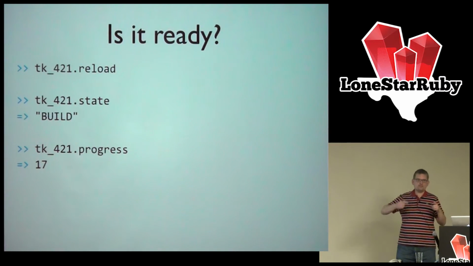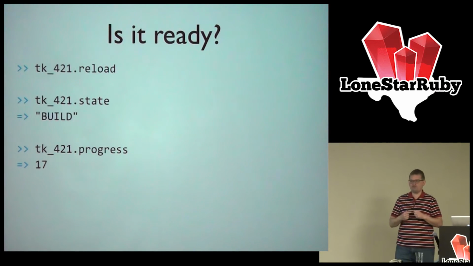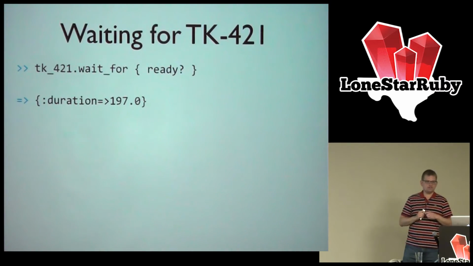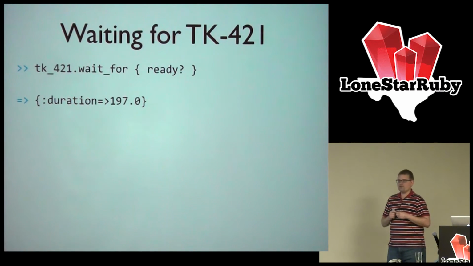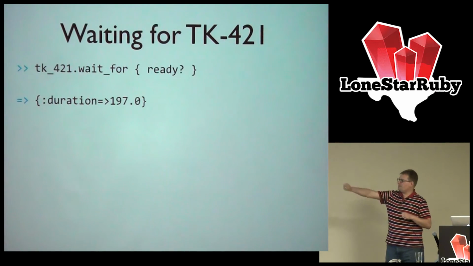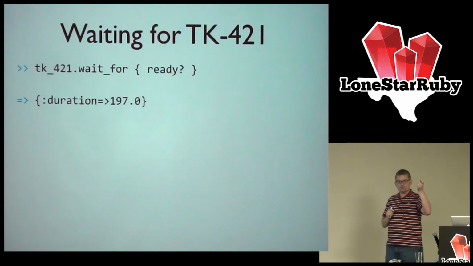And as you notice, this is actually a very common pattern that emerges whenever you're dealing with cloud resources. And because of that, Fog actually has a mechanism called wait_for. And what wait_for is going to do is it's going to go ahead and reload it like we've seen before. And then it's going to do an instance eval on that block. And in this block, we actually have a ready method. So it's going to do, in essence, server.ready.